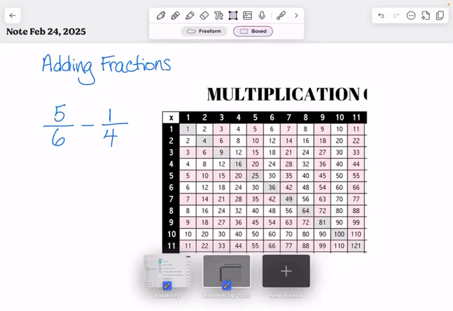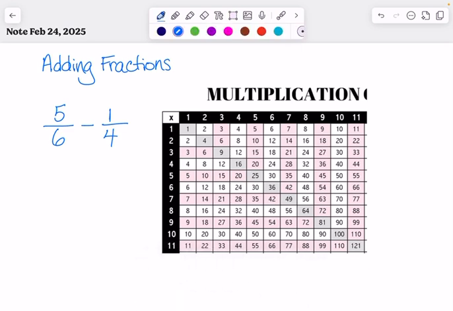Adding and subtracting fractions with the help of a multiplication table. So we know that when adding or subtracting, in this case fractions, that we need to use a common denominator. So for those that don't know their multiplication table really well, what we're going to do is look for a number that both 6 and 4 divide into.